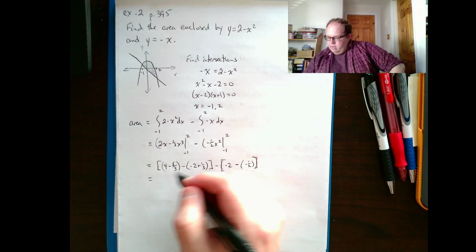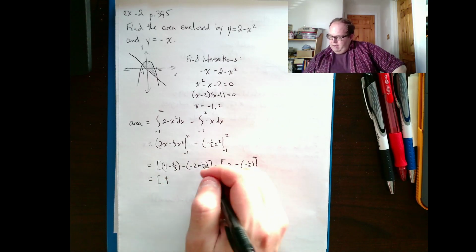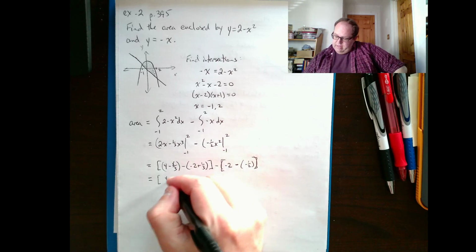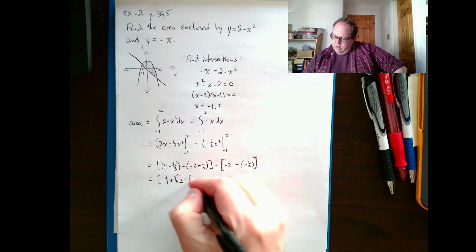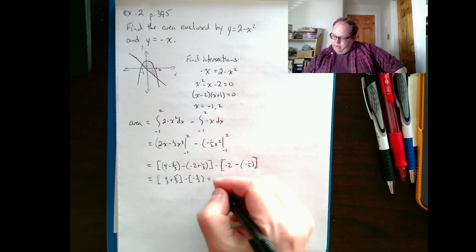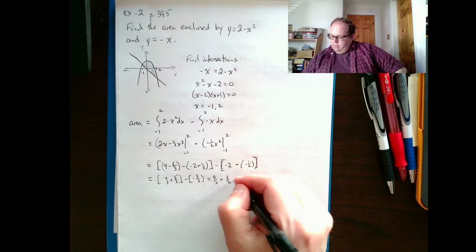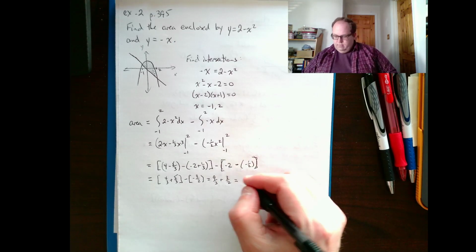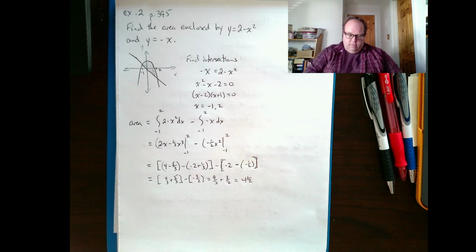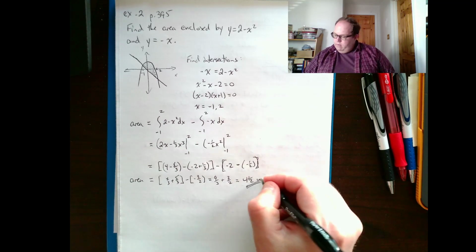Evaluating all that. 4 minus 8 thirds is 4 thirds. Negative 2 plus 1 third is negative 5 thirds, which is subtracting, so plus 5 thirds. Negative 2 plus a half is negative 3 halves. I end up with 9 thirds plus 3 halves, or 4 and a half, or 9 halves. Units squared.